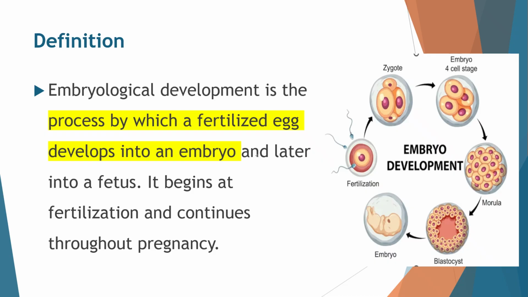Dear students, first let's understand the definition. Embryological development is the process by which a fertilized egg develops into an embryo and later into a fetus. In simple words, it is the journey of the baby from the time fertilization occurs until it grows and develops inside a mother's uterus. This process begins with fertilization, which is the union of the sperm and the ovum. After fertilization, the baby starts growing step by step. Initially, it is called an embryo, and as it continues to develop, it becomes a fetus.